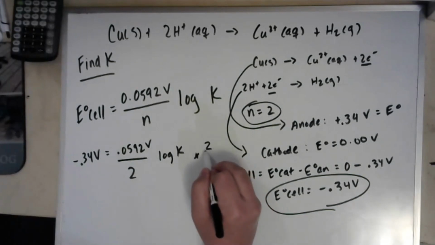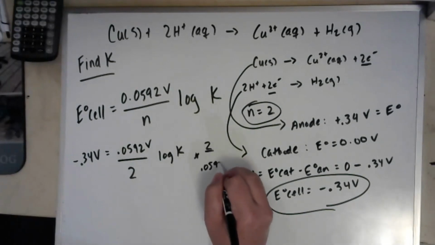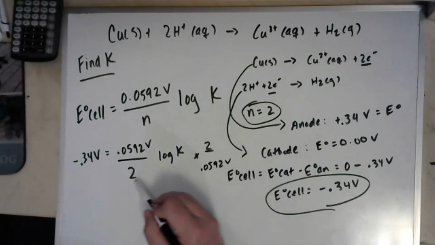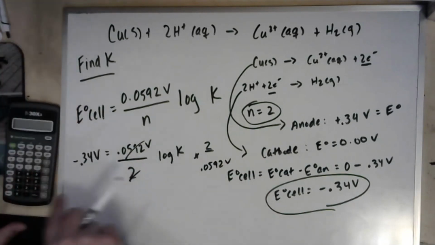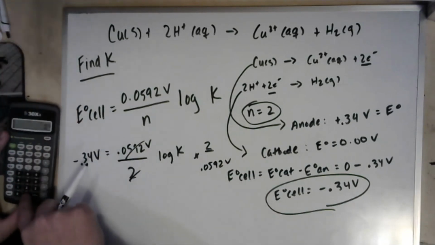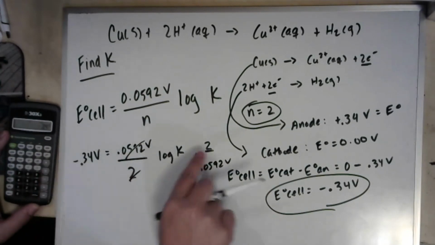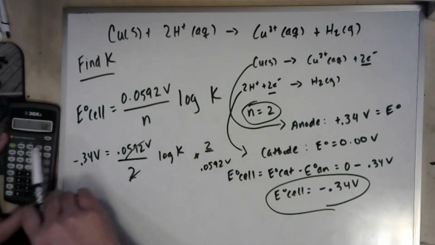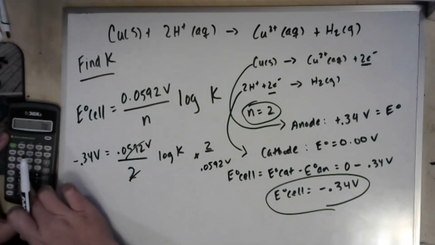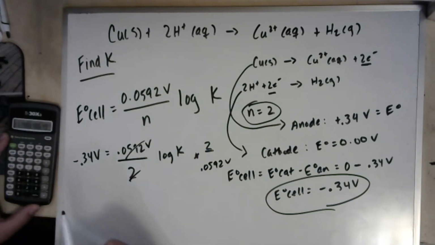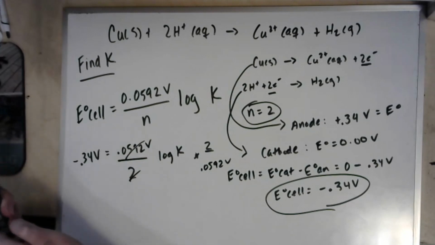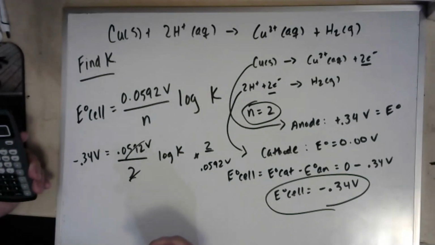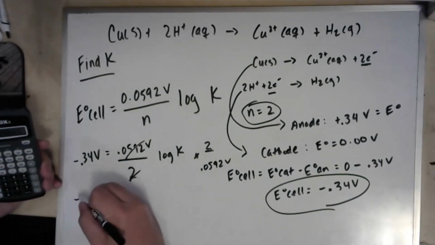So now I'm going to multiply both sides by 2 over 0.0592 so that I can cancel this out from this side and move it over here. So negative 0.34 times 2 divided by 0.0592 is going to be negative 11.486.